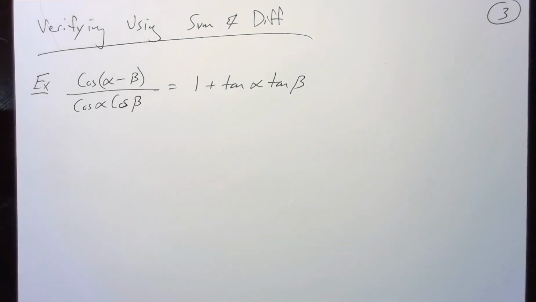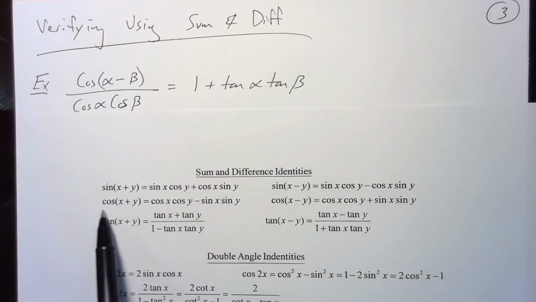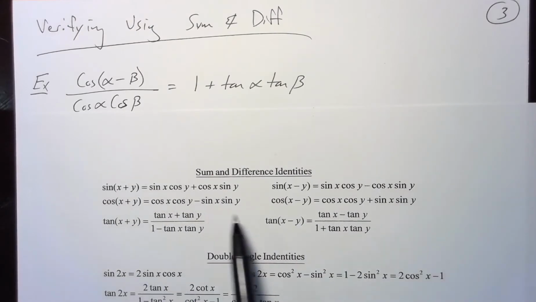In this video, we're going to look at using some difference identities of sine and cosine to verify other necessary identities. This first one looks at cosine of alpha minus beta divided by the cosine of alpha times the cosine of beta. We want to verify that that's equal to 1 plus tangent of alpha tangent of beta. It's important to understand that we're going to start with just these four top ones, and these four identities can be where we end.